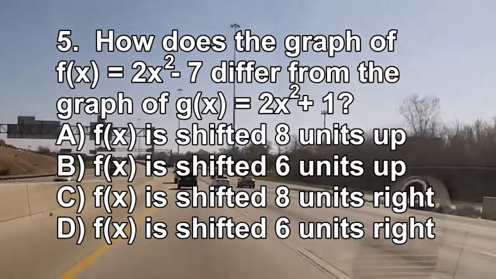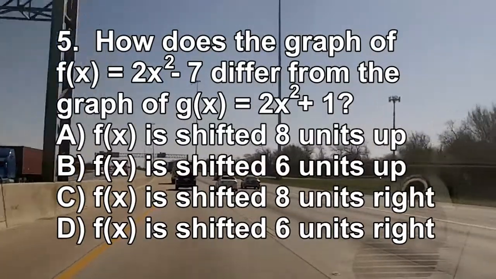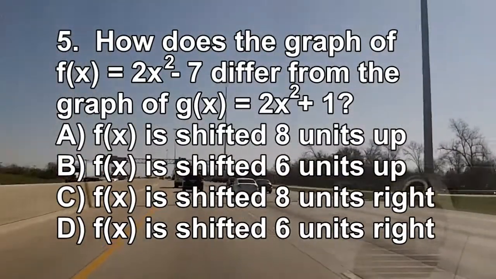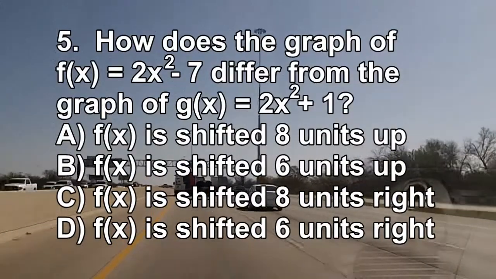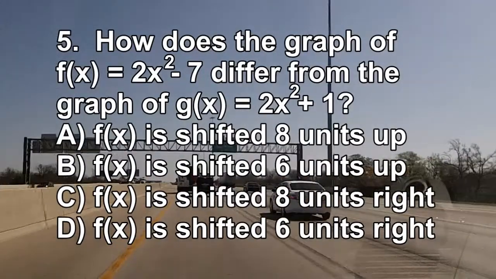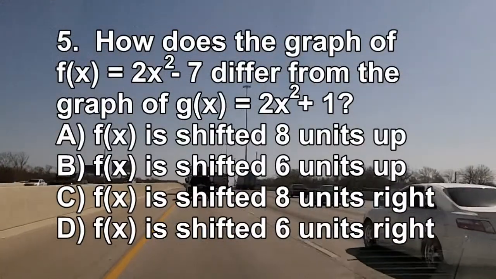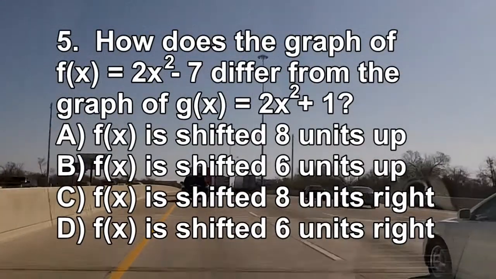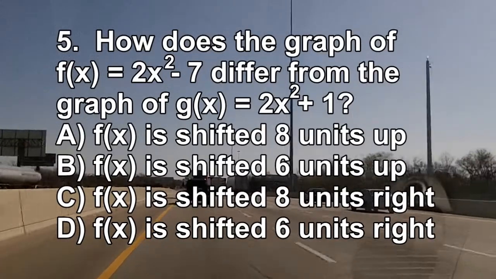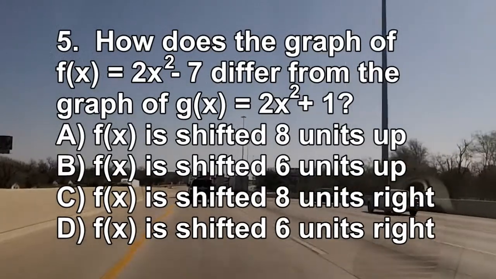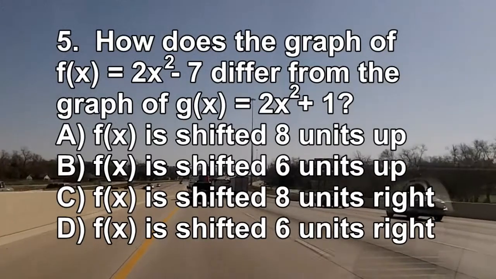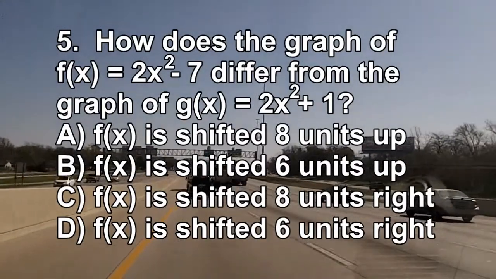Question number 5. How does the graph of f of x equal 2x squared minus 7 differ from the graph of g of x equal 2x squared plus 1? Is it A, f of x is shifted 8 units up, B, f of x is shifted 6 units up, C, f of x is shifted 8 units right, or D, f of x is shifted 6 units to the right?